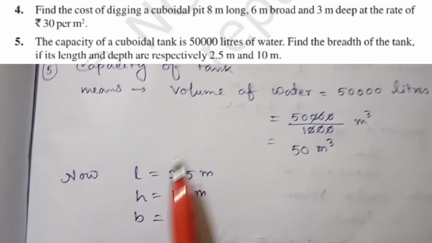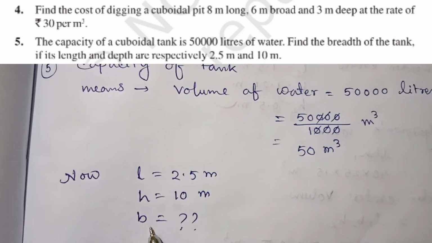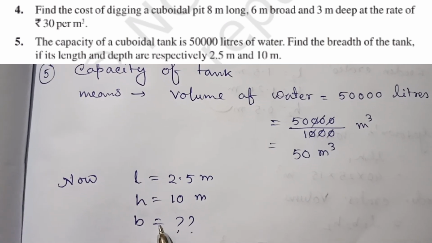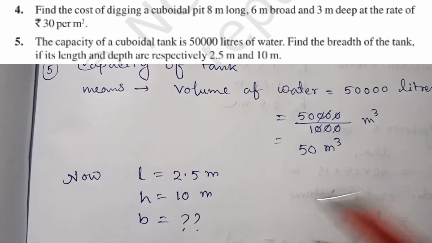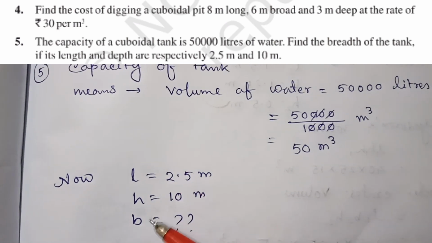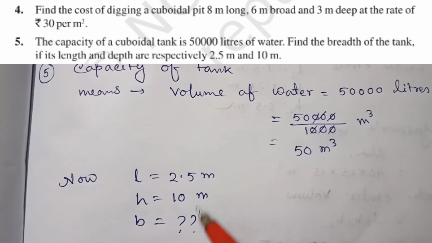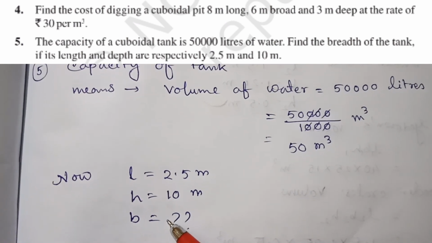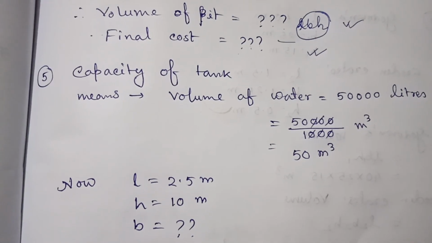Now the tank's L is given, H is given, B you have to find out. I hope you can find it very easily with the LBH formula, which is equal to 50 meter cube. Now L and H are known, so the third unknown part is B, and B can be found very easily.